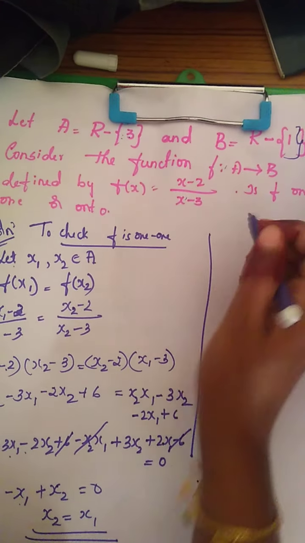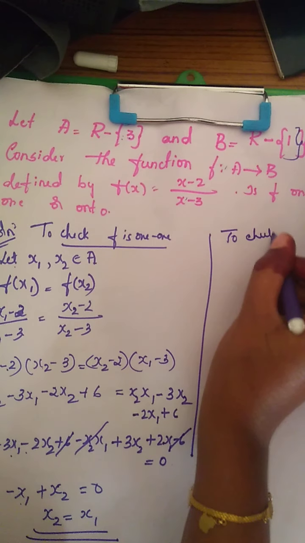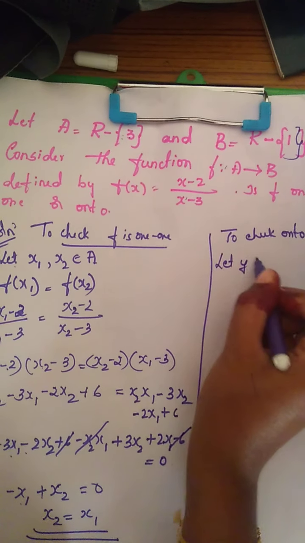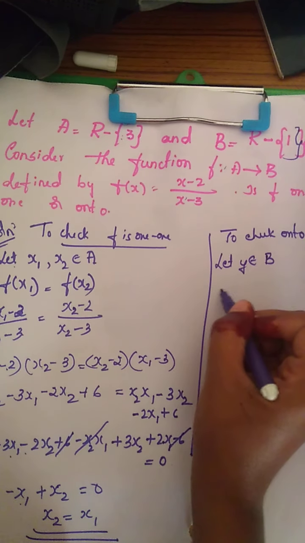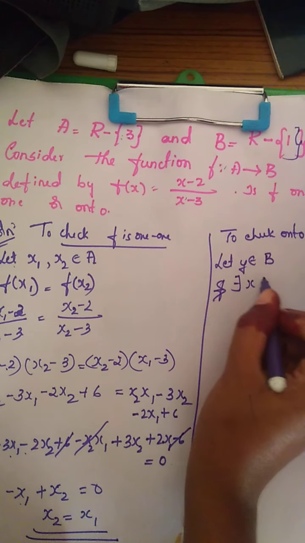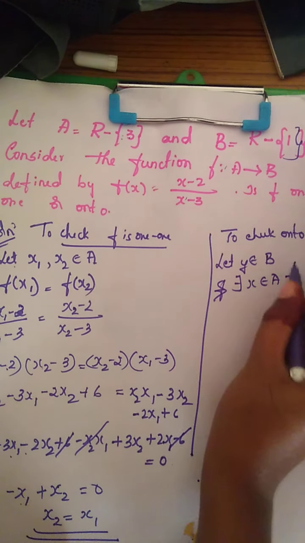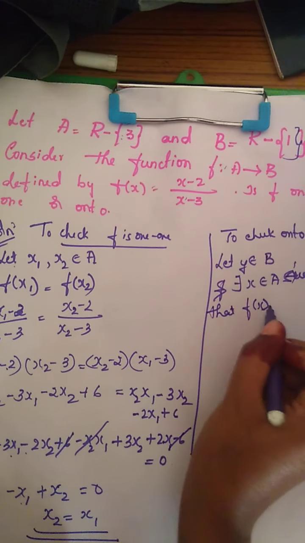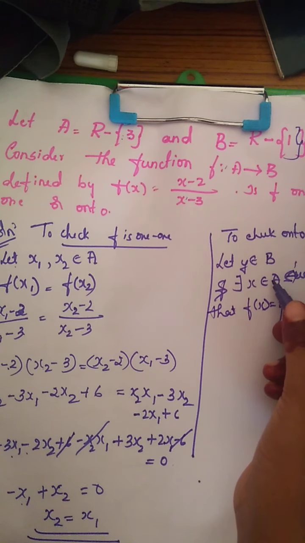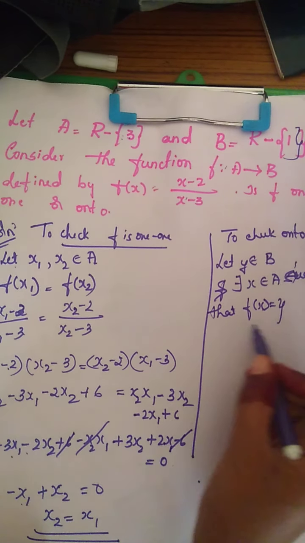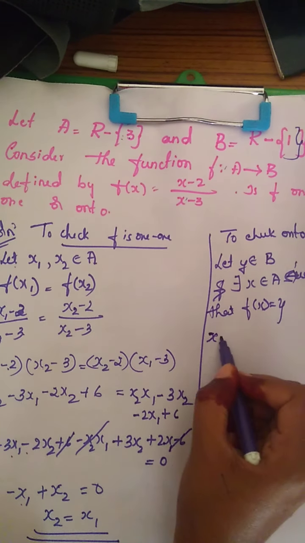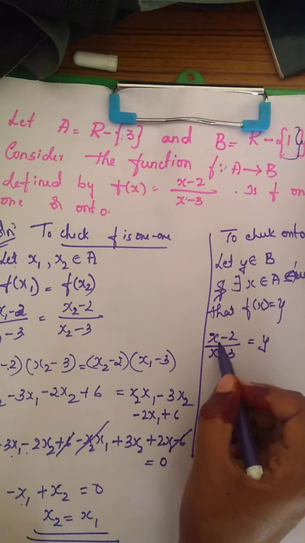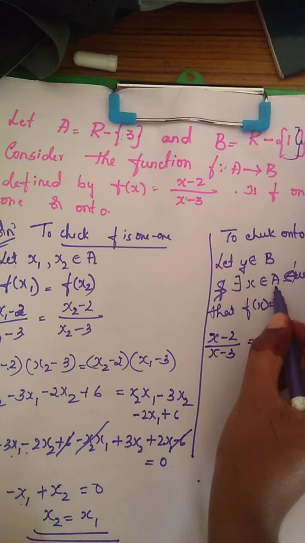Now to check whether the given function is onto. What you have to do is take a y from the codomain. Our codomain is B, and we'll say that there exists an x in A such that f of x is equal to y. So we have to check whether such an x exists in A or not. What is f of x? f of x is x minus 2 divided by x minus 3. It should be equal to y. I need to find the value of x and check whether that value lies in A or not.